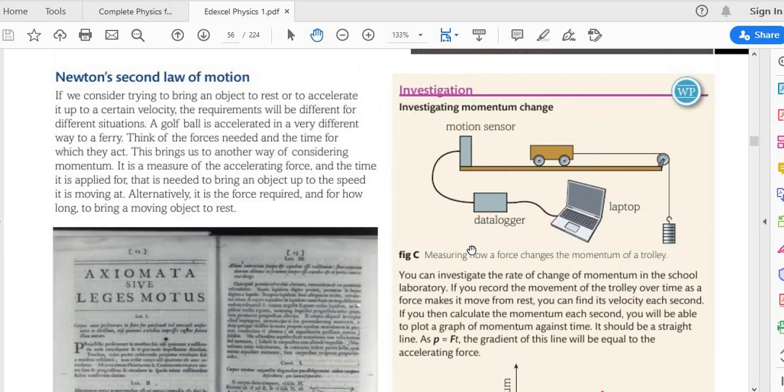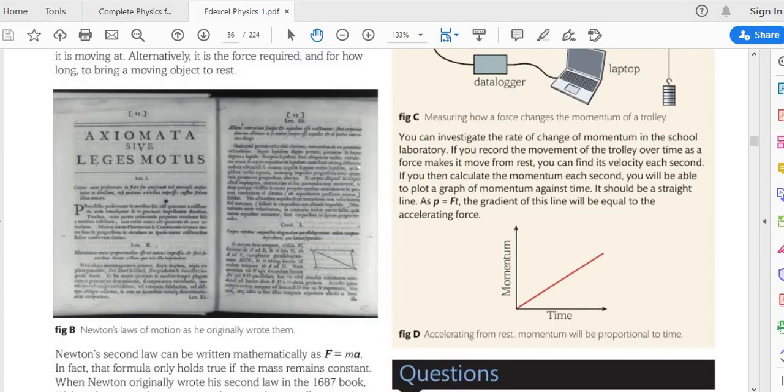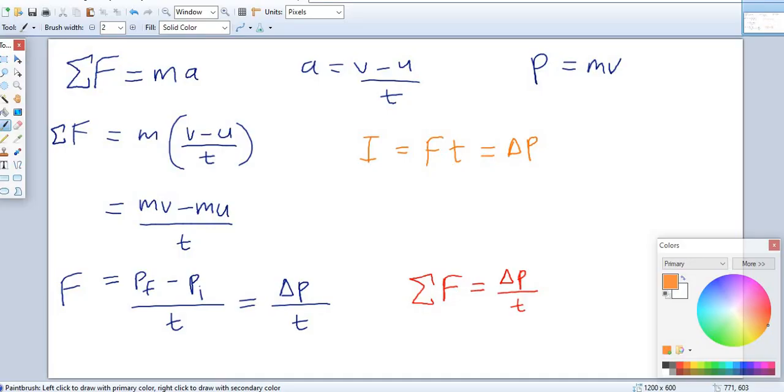Okay, so going back, so that's how they get this. And so here is actually a graph. Now if you plot a graph of momentum over time, okay, so what they are basically doing there is now this one. If you plot a graph of momentum versus time, the gradient would be the force. Now again we can rearrange this. Actually change in momentum is equal to F times t.